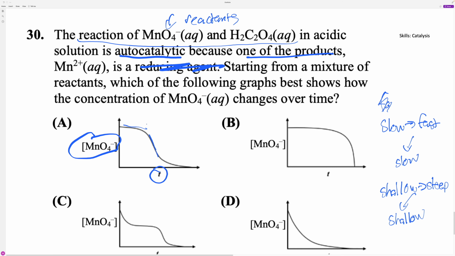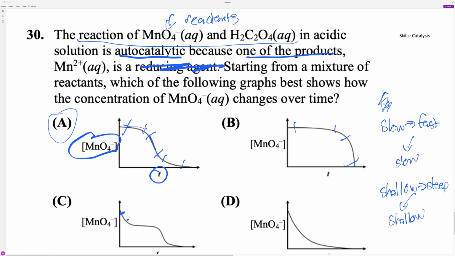Here we have a shallow slope, and then we have a steep slope, and here we have a shallow slope. So our answer is going to be A. However, I'm going to go over the rest of these and show why those are incorrect. Here it goes shallow to steep. It doesn't consider the fact that at the end the reactants are going to be mostly consumed, so the reaction is going to go slow despite the autocatalyzation.